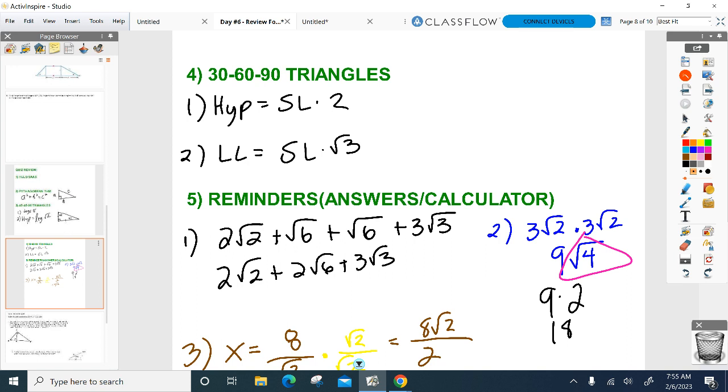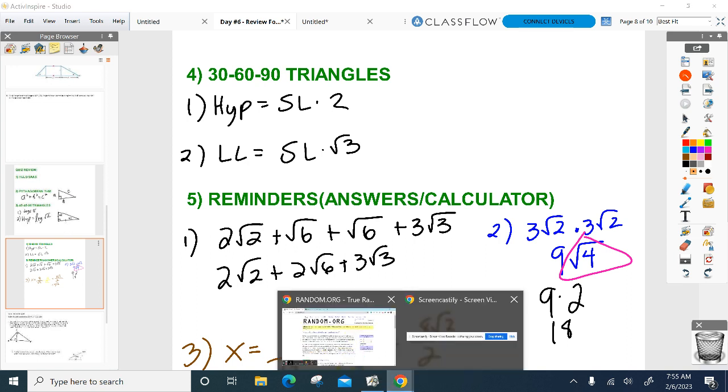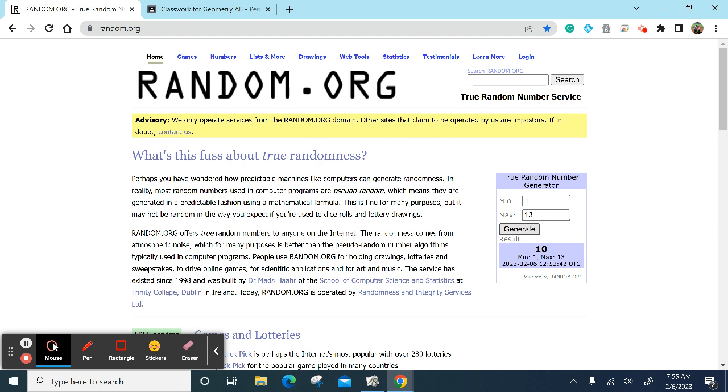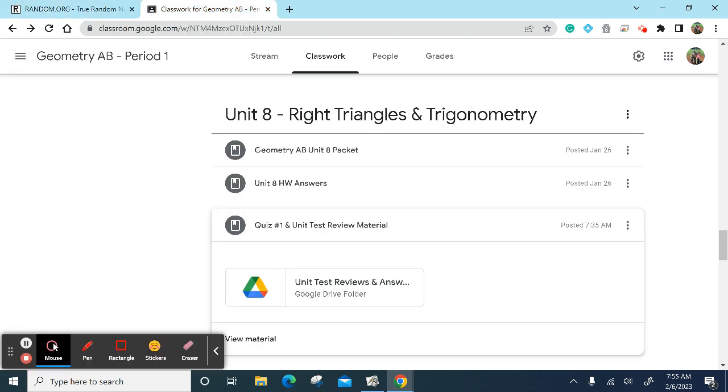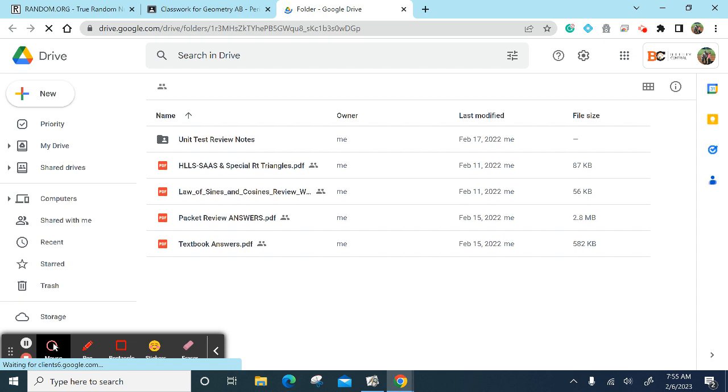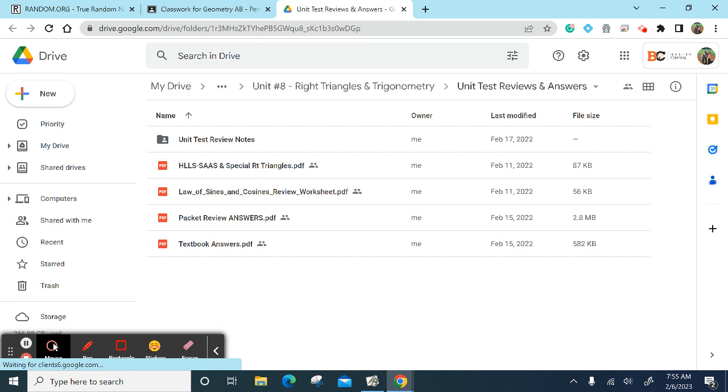Last thing. If anybody needs or wants more practice with Hills, SAS, 30-60-90, 45-45-90, up on Classroom, in the quiz 1 and unit test review material, you will see a PDF of Hills and SAS special right triangles. If anybody wants more practice specifically with those, it's right there.